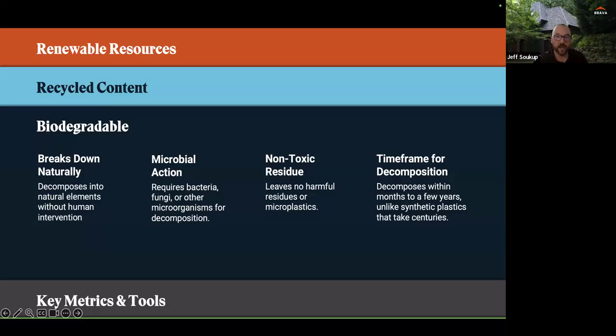Time frame for decomposition: months or a few years. Everything's going to degrade or decompose, but we want to make sure that, unlike plastics that take a few centuries, hundreds of years, we're looking at materials that are breaking down naturally over the course of a few months to a few years.